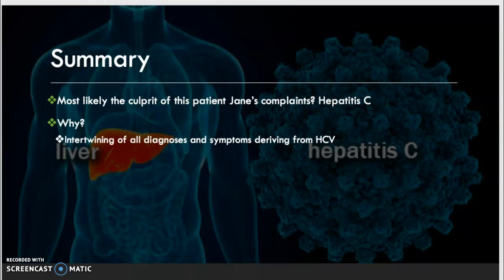Summary. So most likely the culprit of this patient Jane's complaints, I believe, is hepatitis C. I believe that overall, among the three diagnoses, hepatitis C is the one that, if given diagnostic tests to this patient, would come back in the results. Given that all the symptoms and the presented differential diagnosis that I presented all intertwine, and the symptoms all seem to be deriving from similar symptoms as hepatitis C.